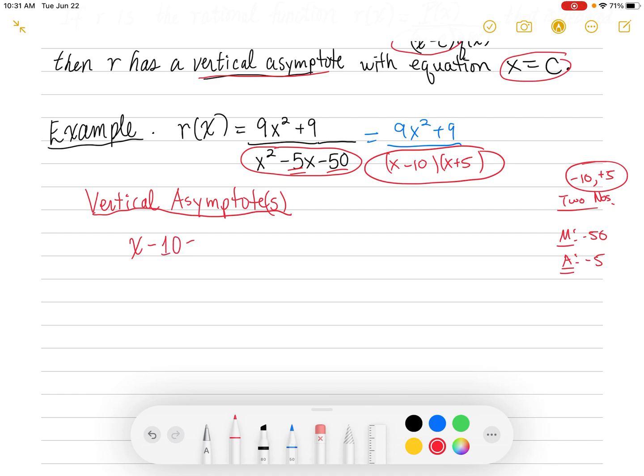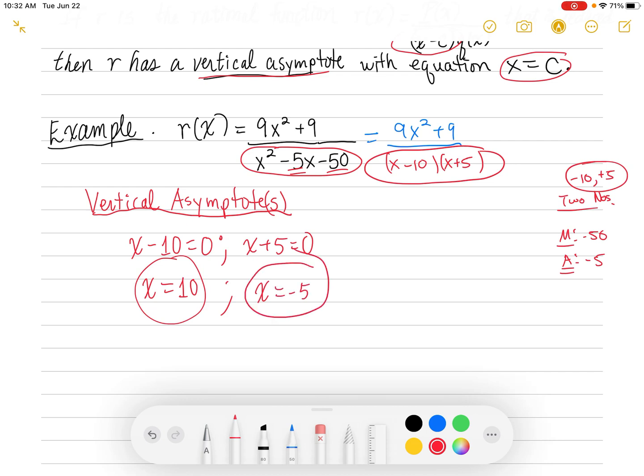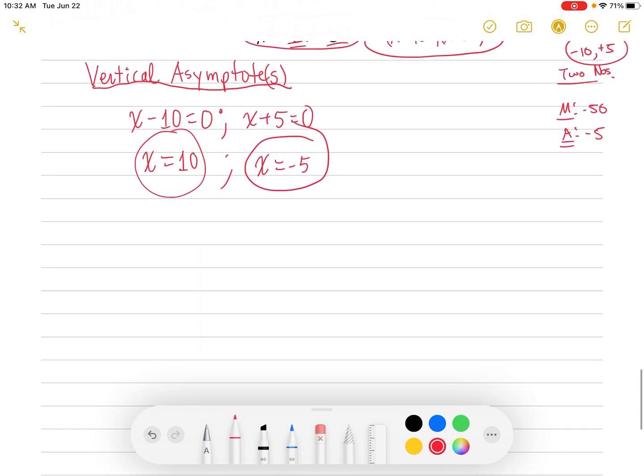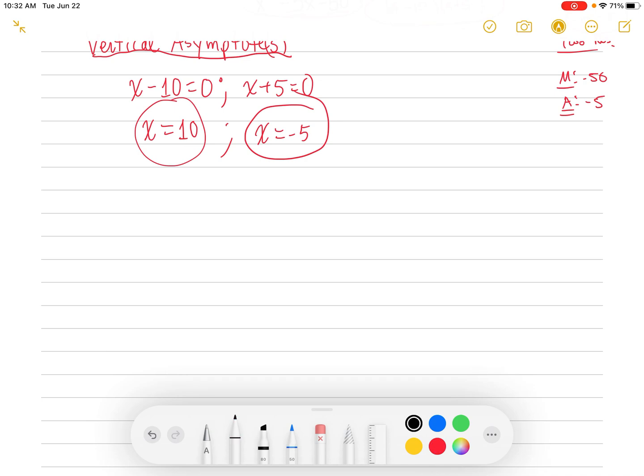So now I'm going to take each of my factors. I've got two factors here, and I'm going to set them equal to 0. x minus 10 equals 0. The other one is x plus 5 equals 0. For the first one, I'm going to add 10 to both sides, and I get x equals 10 as a vertical asymptote. For my second one, I'm going to subtract 5 from both sides, and I get x equals negative 5 as another vertical asymptote. So here I actually have two vertical asymptotes. Basically, you're taking your denominator, factoring it, and then taking each factor and setting those equal to 0 to get the vertical asymptotes.